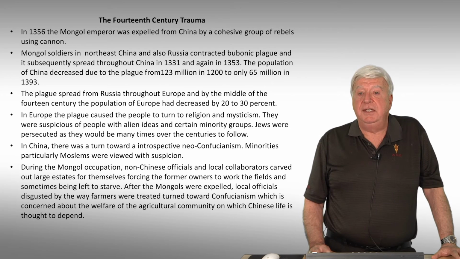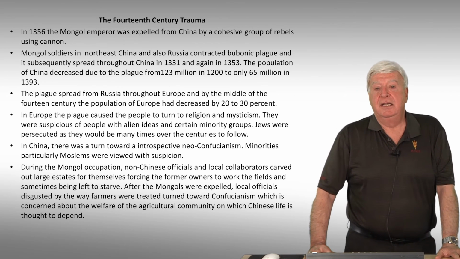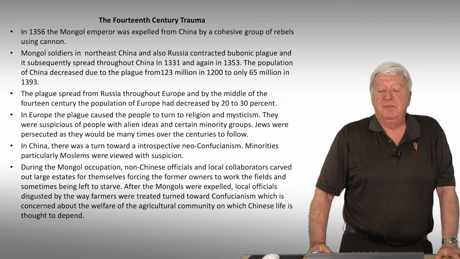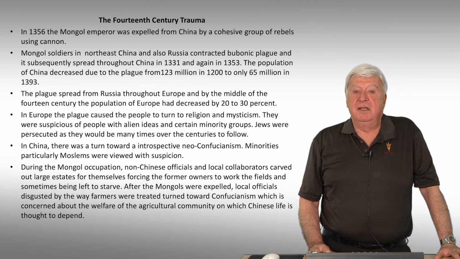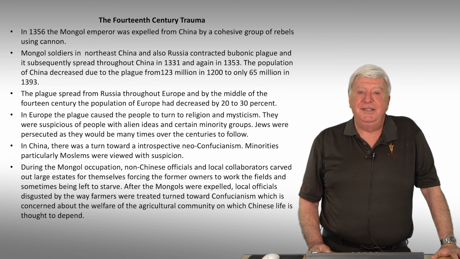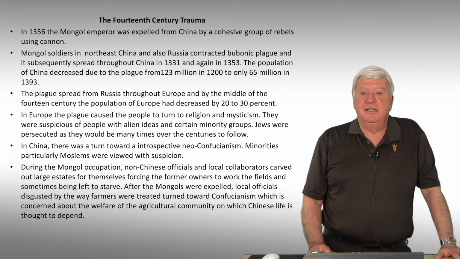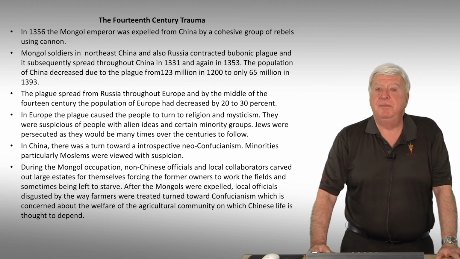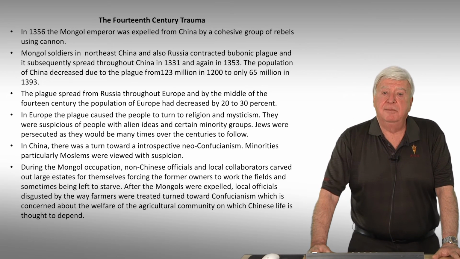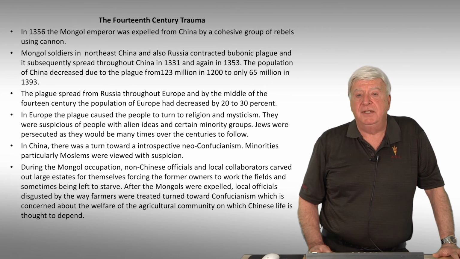Mongol soldiers in northeast China and also Russia contracted bubonic plague, and it was subsequently spread throughout China in 1331 and again in 1353. The population of China decreased due to the plague from 123 million in 1200 to only 65 million in 1393. That's an enormous decrease. The plague spread from Russia throughout Europe, and by the middle of the 14th century, the population of Europe had decreased by 20 to 30%.